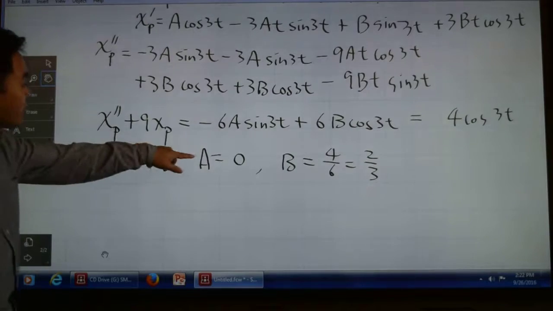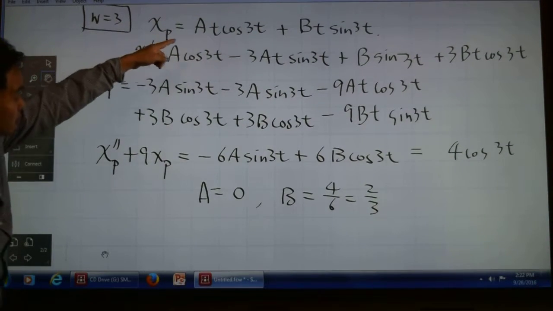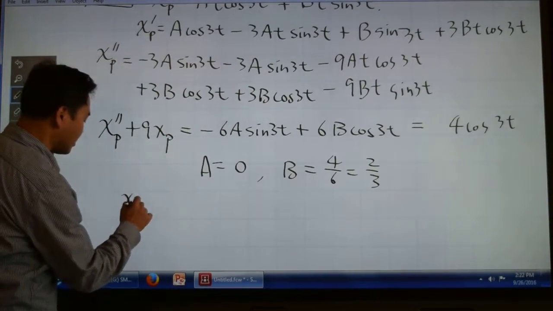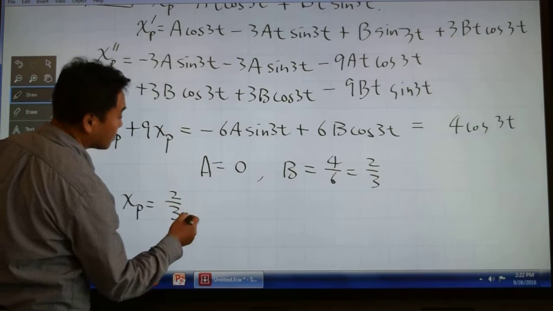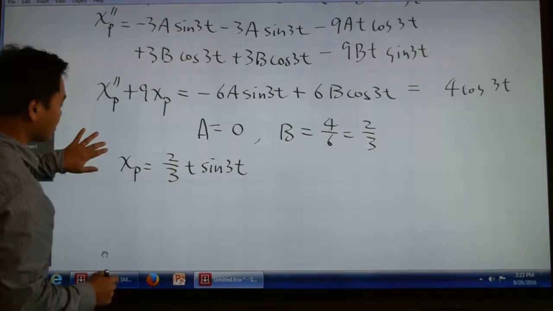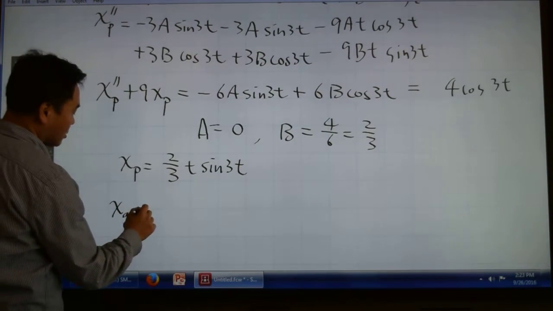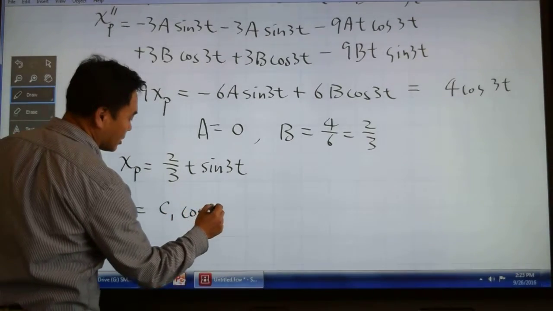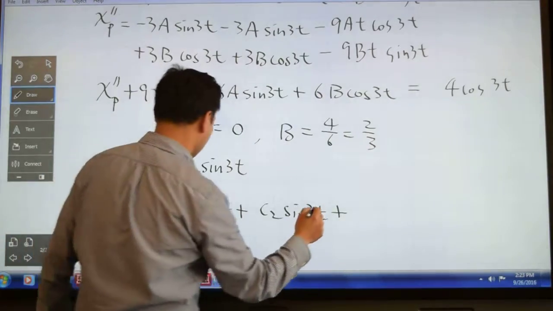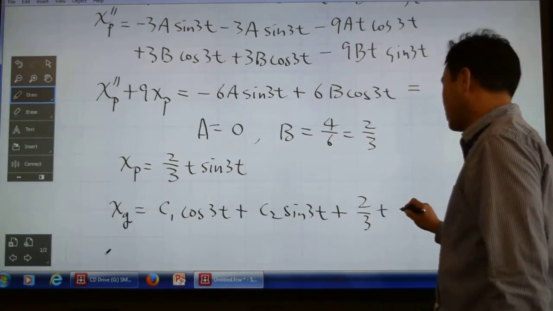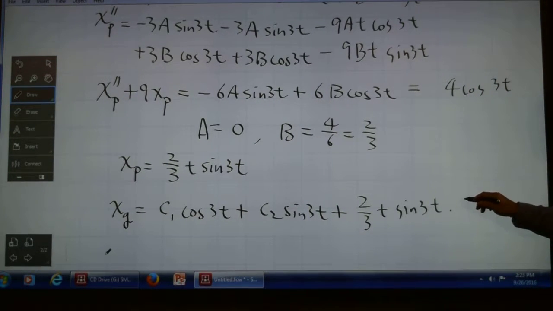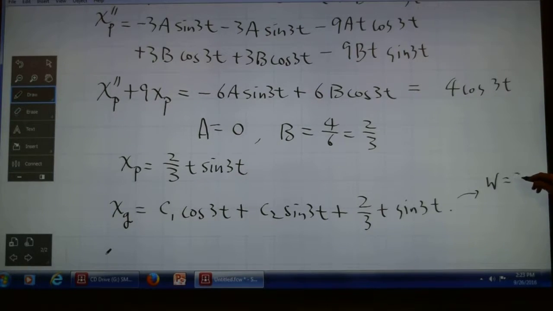And therefore, plugging this back into the original xp, this was your xp, right? A is 0, xp is that, so we get xp as 2/3 t times sine 3t. And that gives us the general solution. X general is c1 times cosine 3t plus c2 times sine 3t plus 2/3 t sine 3t. So that's the case when w is 3.